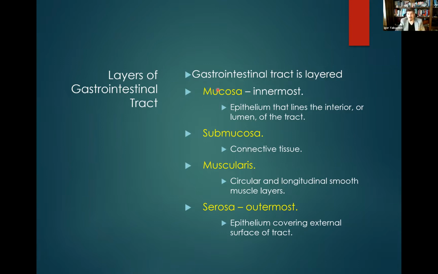So mucosa produces mucus for sliding down, and then of course all kinds of enzymes, etc. Then the submucosa is basically a connective tissue. So epithelial tissue, then we're talking about the connective tissue. Connective tissue connects it to the next layer known as the muscularis, and I guess you can figure out what it has. It has several major smooth layers of muscles.